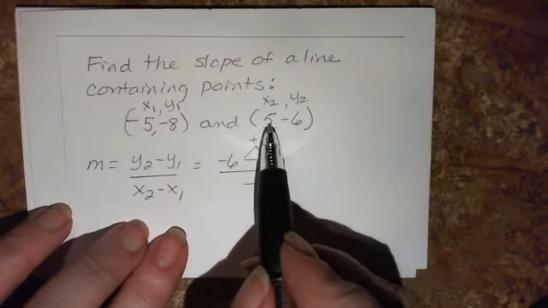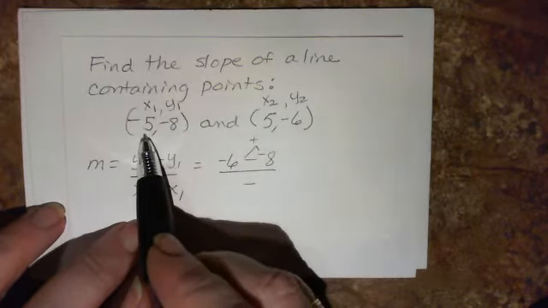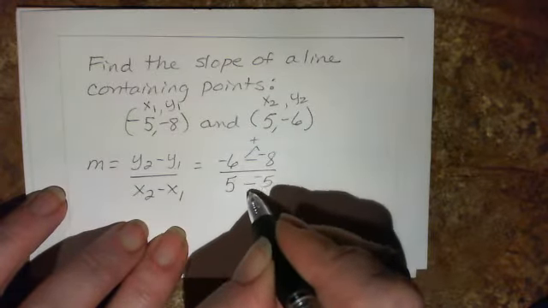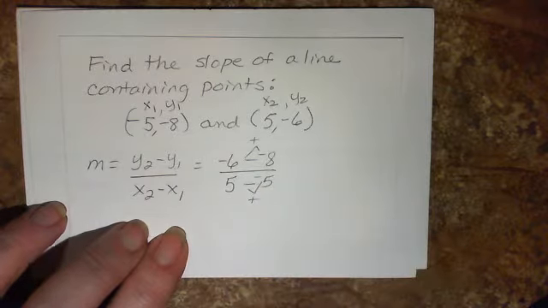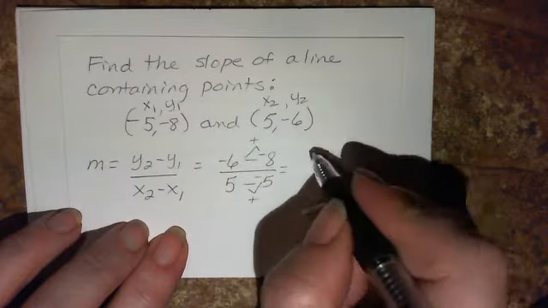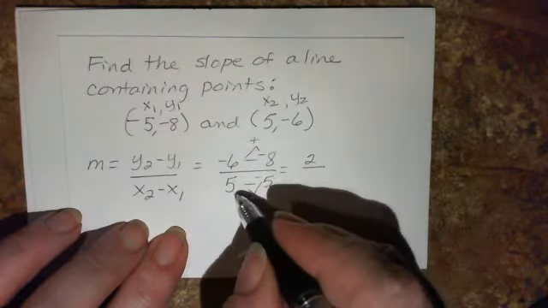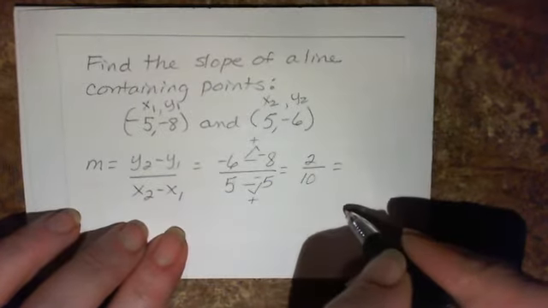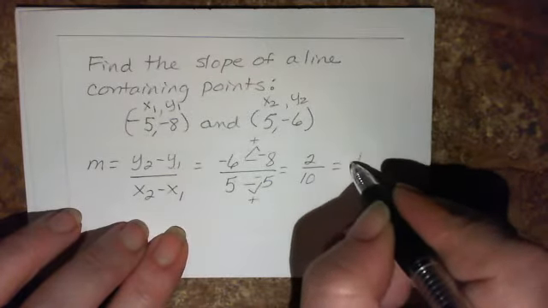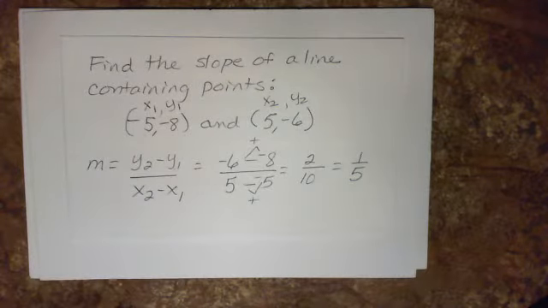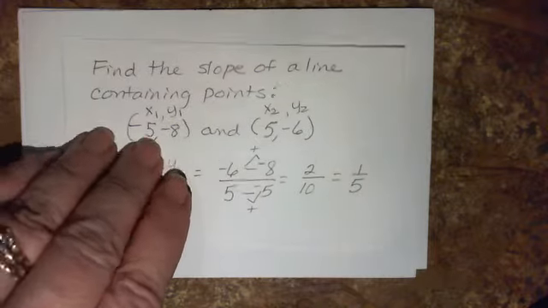Now let's take our x values. This is 5 minus negative 5, so it's 5 and negative 5. This minus negative also becomes plus. Now we're going to simplify here. Negative 6 plus 8 is 2, and 5 plus 5 is 10. Simplify your fraction: 2 over 10 simplifies to 1 over 5. That tells us the slope of this line is 1/5. Let's practice that again.